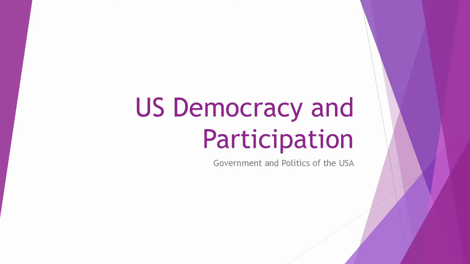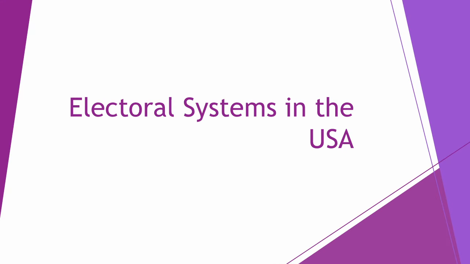Democracy and participation in the USA refer to the way citizens engage in politics through elections, representation, and pressure groups to influence government decision-making and policy outcomes. The electoral system in the USA is a federal, indirect system based on single-member districts and the Electoral College where voters do not directly choose the president.